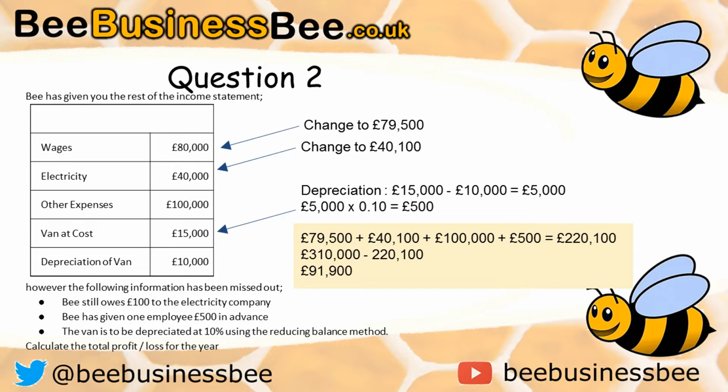So that would be £310,000 of gross profit previously minus £220,100, which would give you an overall net profit of £91,900. That is how you would calculate that answer correctly.